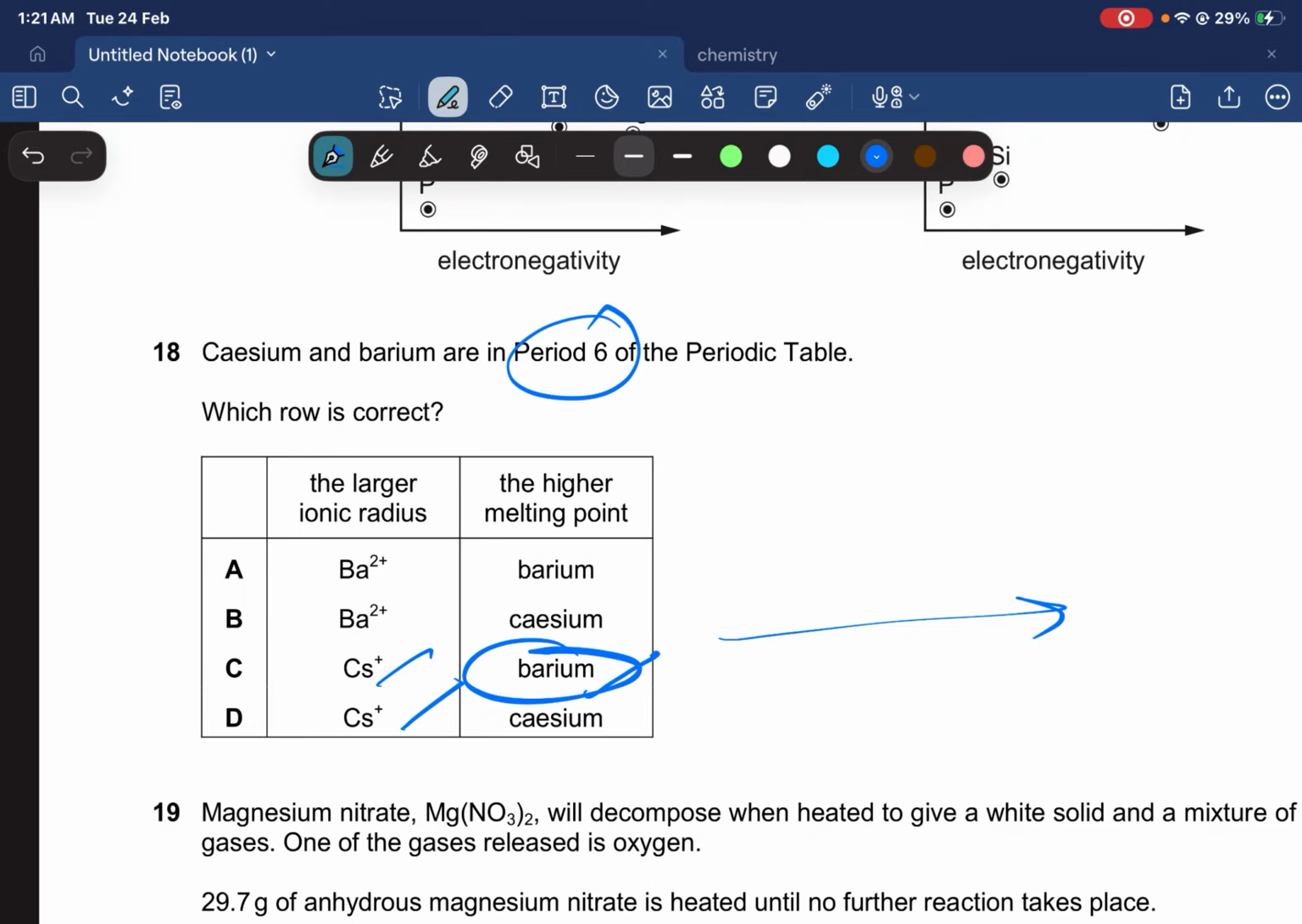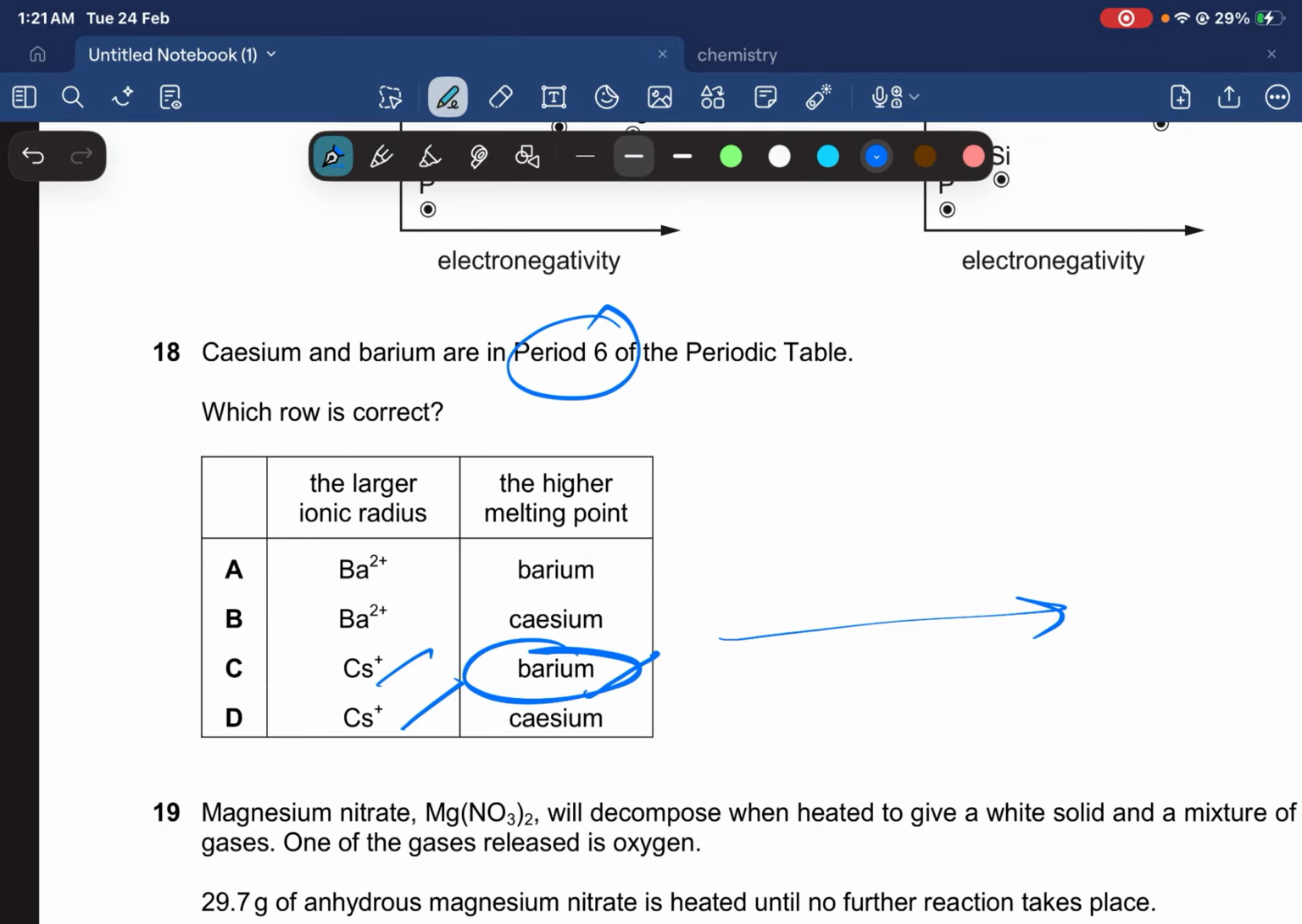This was an easy question. Okay, which shows the trends in the named properties going down group 2 nitrates? Thermal stability definitely increases. Why? Bonding gets stronger. Volume of the gas produced, measured at room temperature, when 1 gram of anhydrous solid nitrate is thermally decomposed.